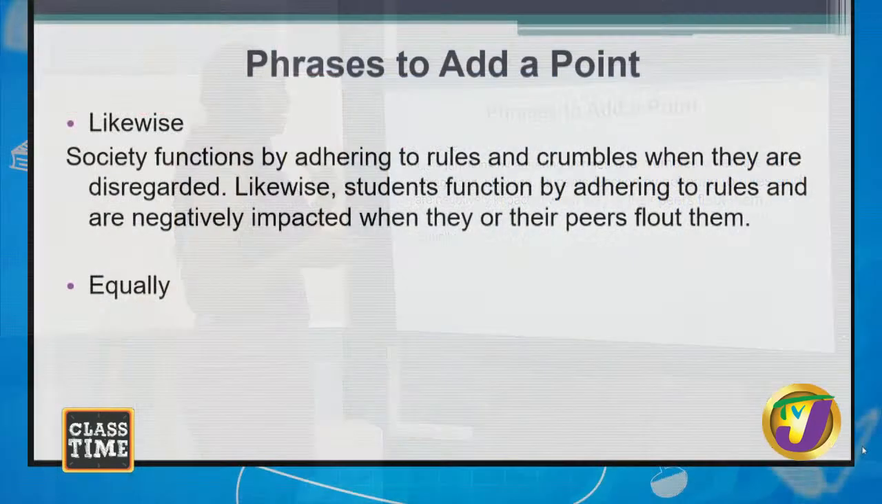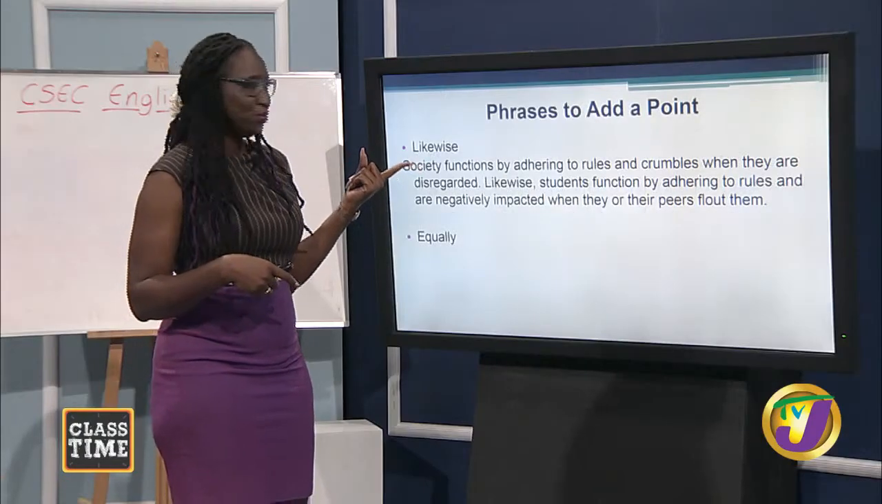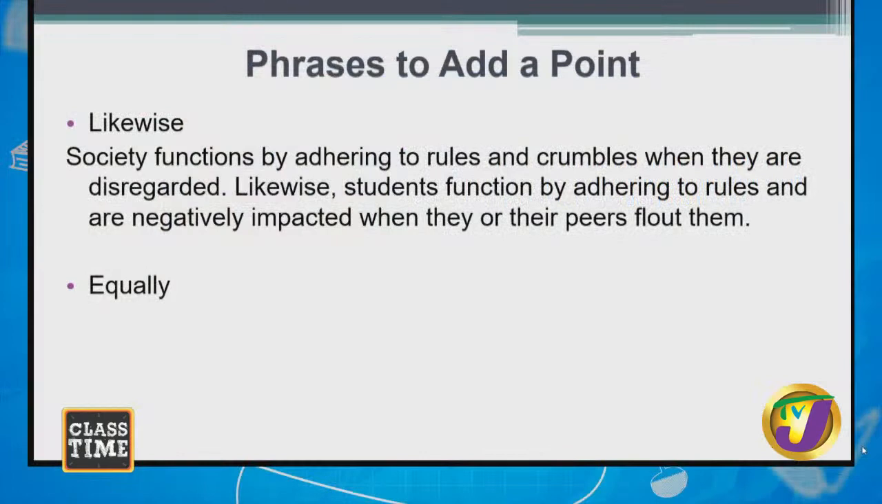Society functions by adhering to rules and crumbles when they are disregarded. Likewise, students function by adhering to rules and are negatively impacted when they or their peers flout them. So you have done what here? Which device are we using right here, by the way? You have established that society does things a particular way, and now you have shown the similarity between that and the fact that students need the same thing.